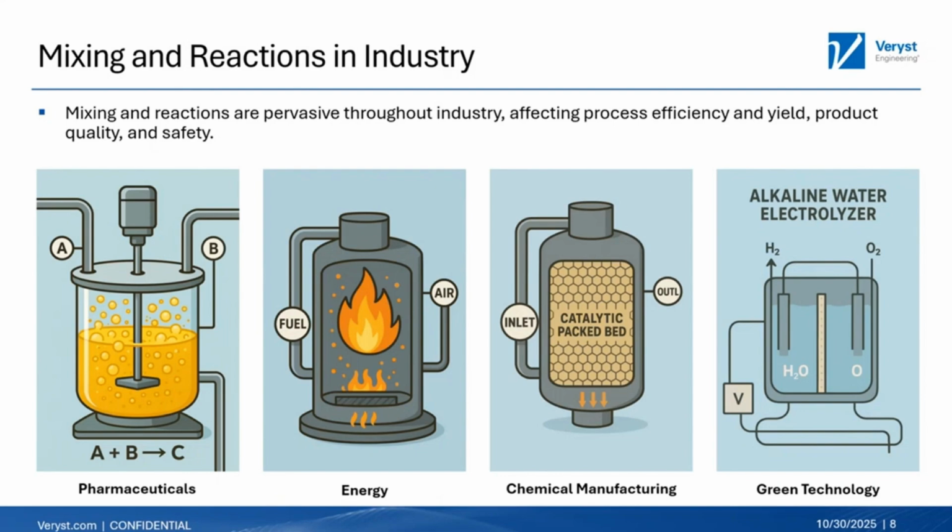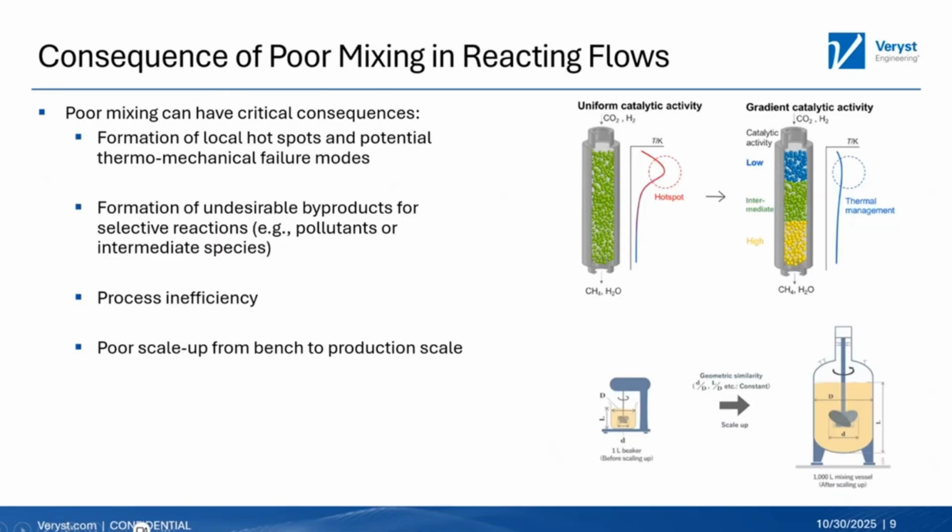And the interplay between these two effects, between mixing and reactions, affects a broad swath of these technologies. So from process efficiency and yield, which essentially is time and money, to product quality, to, in many cases, safety. And so understanding how these two complex phenomena interact is of critical importance to many product and process development activities. Now, when we have poor mixing in various reacting flows, that can have quite dire consequences.